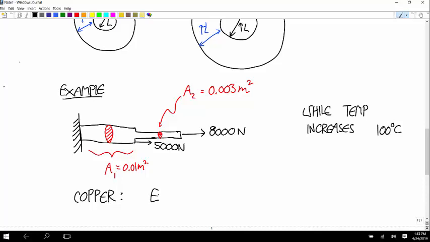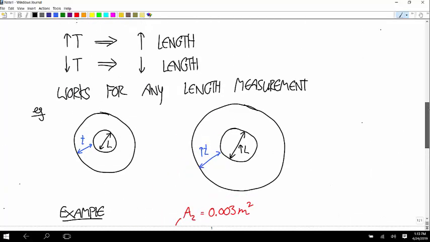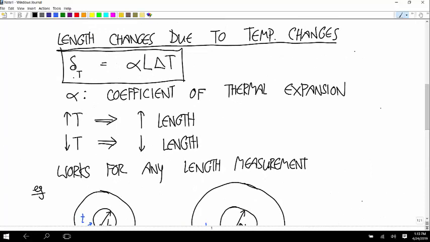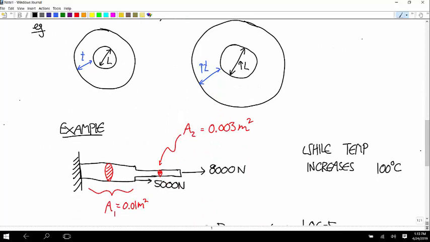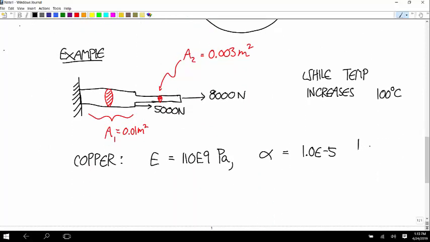And so the Young's modulus is 110 times 10 to the 9th pascals. And the coefficient of thermal expansion is 1.0 times 10 to the minus 5th. You can get the units from this equation. You know, meters is equal to all this stuff. Oh, I'm not doing that. You could, though. 1 over degrees Celsius.